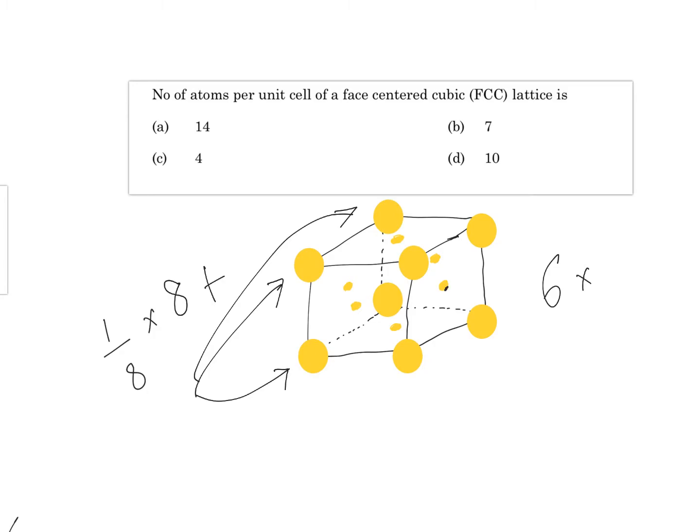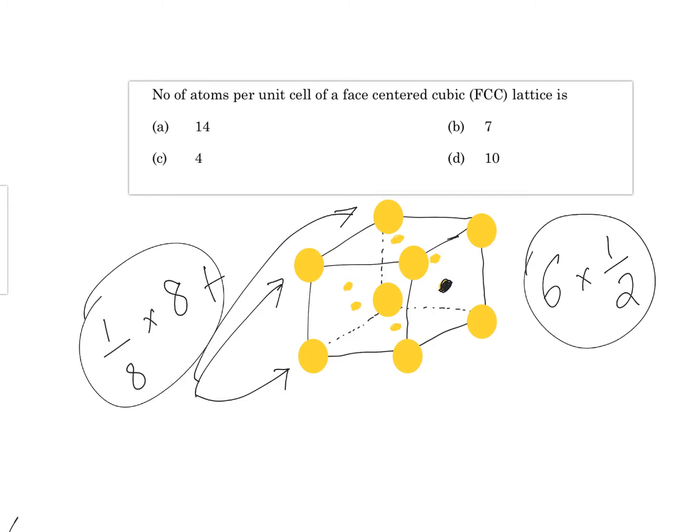You arrange two cubes, like two Rubik's cubes, one next to the other, then you will get to know that a face centered atom will be shared between only 2 unit cells. So the contribution is actually 1/2. So you can add this quantity and this quantity, so the number of atoms per unit cell of face centered cubic will be 4. So C is the right answer.